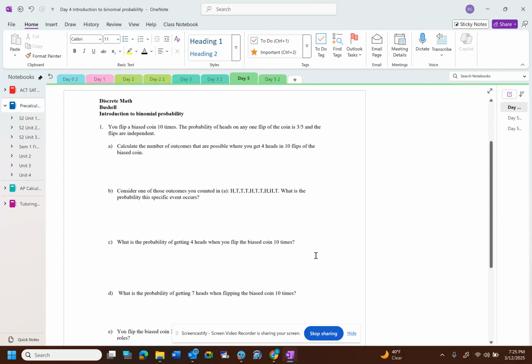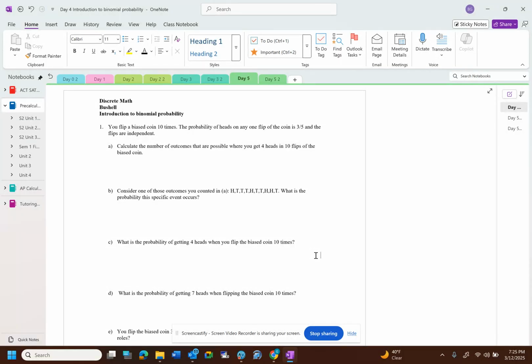We're gonna look at binomial probability. Now, I gave you this worksheet yesterday after the quiz, so I'm gonna go over the answers to this and kind of use this as a segue into the notes that I'm gonna have you basically work on your own. All right. So here we go.